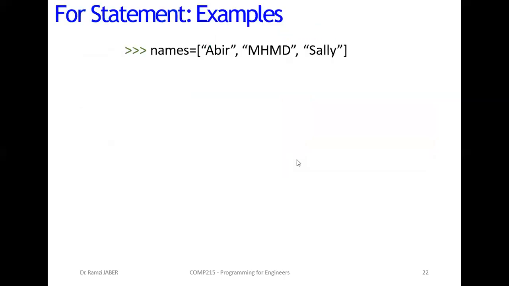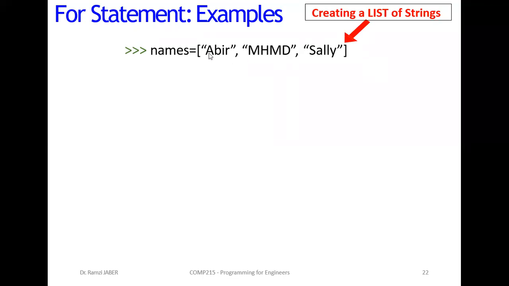Now, an example of a for loop. Here I create a list. This is called a list. A variable called names, equal, between brackets. Okay, 3 names. Between quotation marks is a string, so it is a list of strings here: "Abir", comma, "Muhammad", comma, "Sally". So it's 3 names, creating a list of strings.